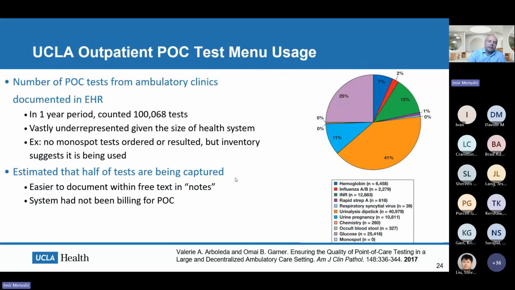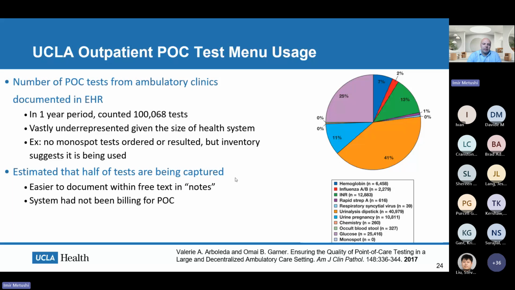When we took a look at how the testing was utilized over a 1-year period by pulling data, and this goes into interfacing, it was determined that there were a little bit over 100,000 tests counted. At the time, this was vastly underrepresented based on the size of the health system, but also inventory. It just didn't make sense.